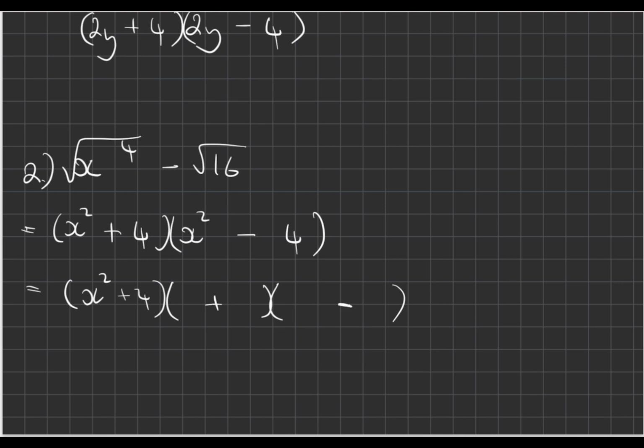And then step 2 would be, what is the square root of x to the power of 2? It is just going to be x, and then you write another x there. And now, what is the square root of 4? It's going to be 2, and another 2 there. And then we're done with this one.